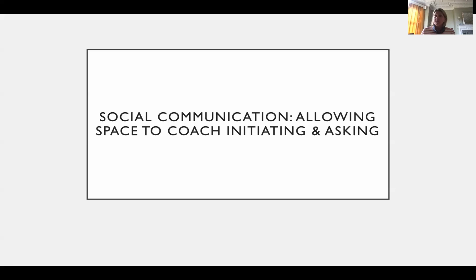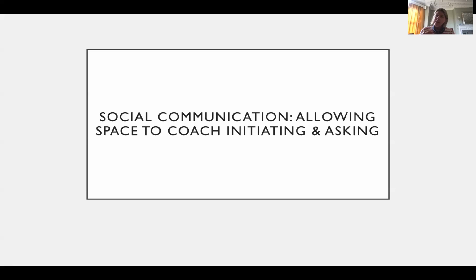But it also could be using language to ask a peer. So it could be to ask to join in or to ask for a turn. So asking is a really important skill to facilitate peer interactions. And sometimes with children who are on the edges and do lots of observation, it's really interesting to ask, do they know how to ask to join in, to ask for a turn? Is that something that I actually need to coach them, to teach them?